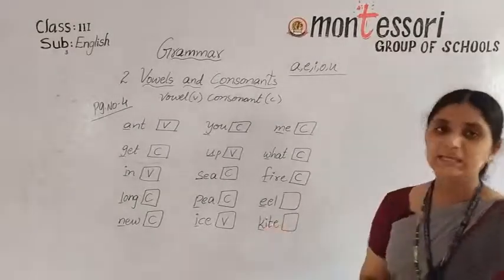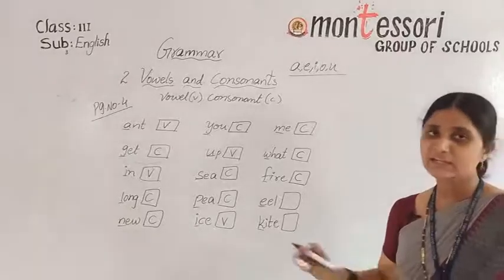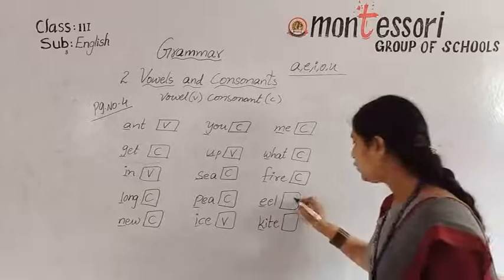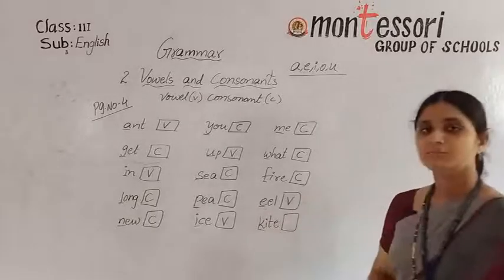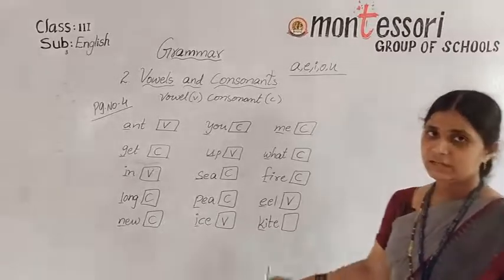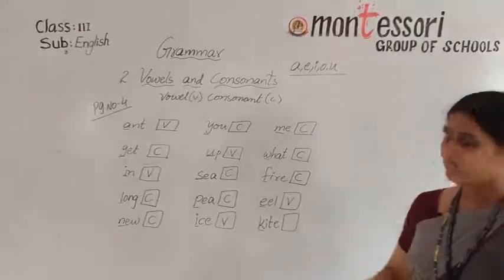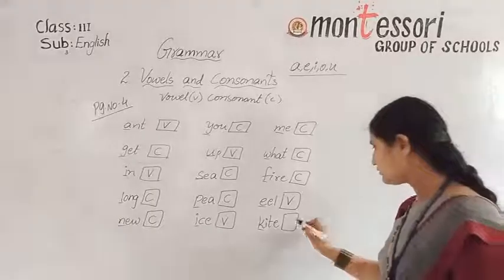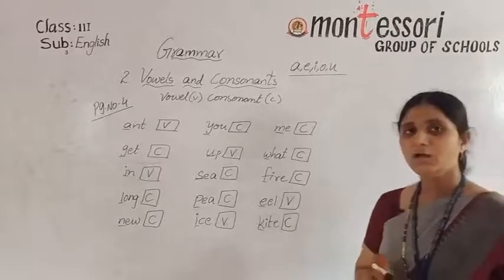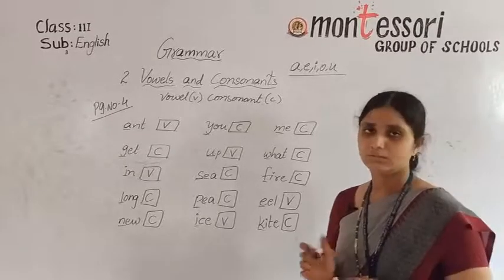Next, eel. E-E-L. Eel. The first letter is E. And E is there in vowels. So, E is a vowel. Next, kite. K-I-T-E. Kite. K is a consonant. Okay. So, this is your textbook work.